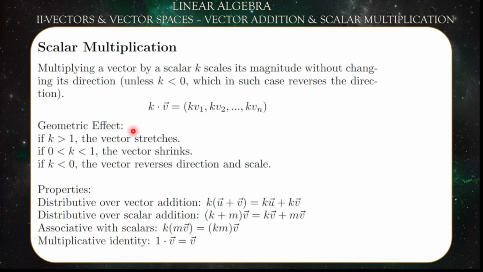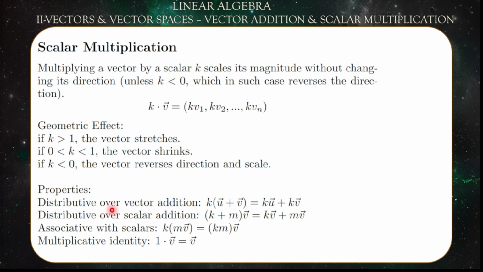Now, the geometric effect. If k is greater than 1, the vector stretches. It becomes lengthier. If k is between 0 and 1, the vector shrinks. So it becomes a smaller size of its original, so you are shrinking it down. If k is negative, then the vector reverses direction and scales at the same time.